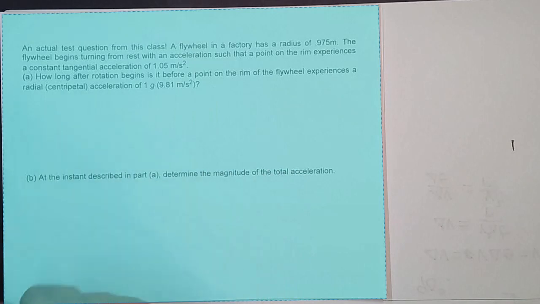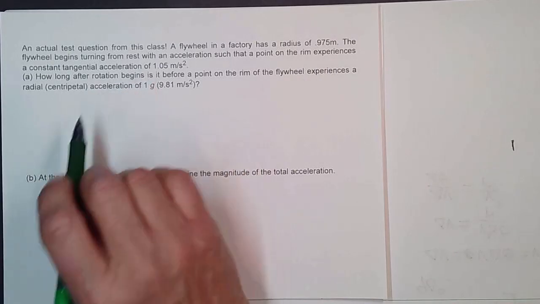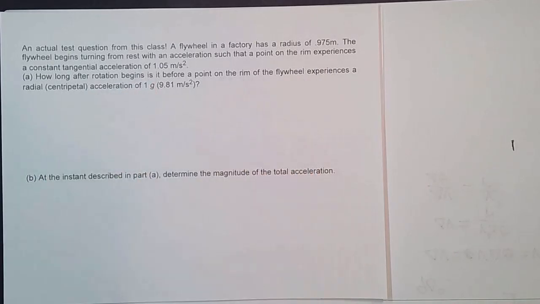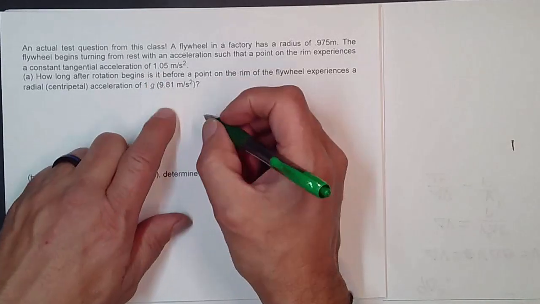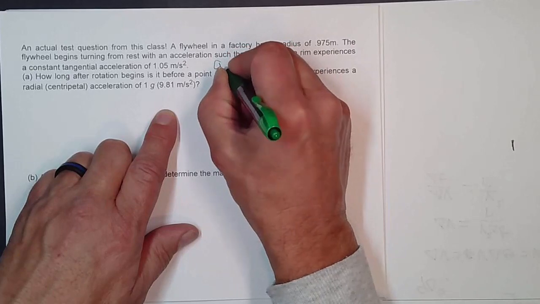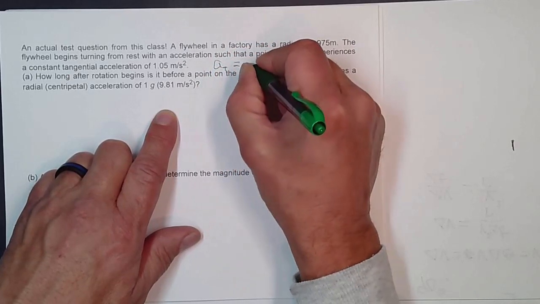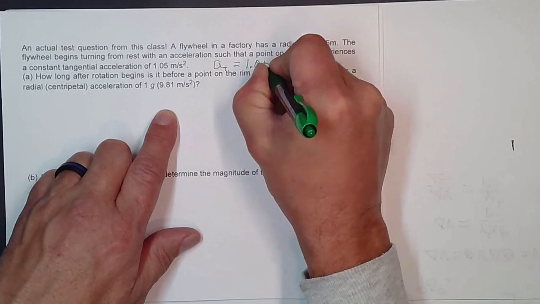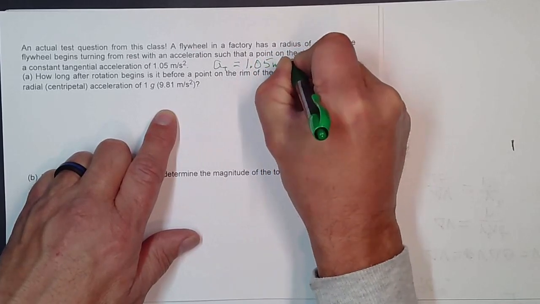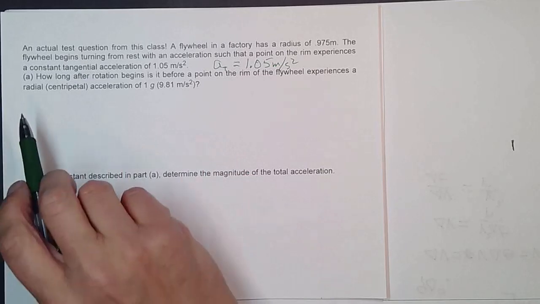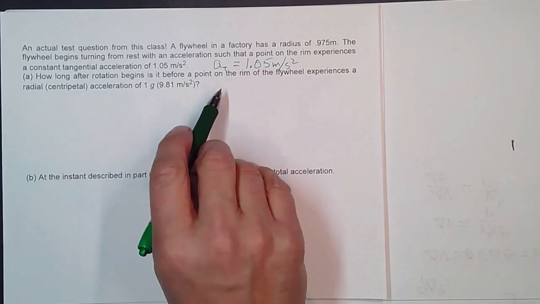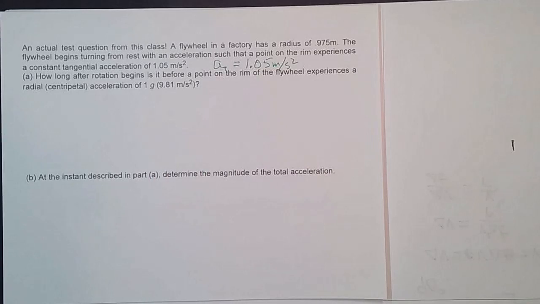A flywheel in a factory has a radius of 0.975 meters. The flywheel begins turning from rest with an acceleration such that a point on the rim experiences a constant tangential acceleration. So I'll make a note to myself. The magnitude of the tangential acceleration is 1.05 meters per second squared. How long after rotation begins is it before a point on the rim of the flywheel experiences a radial centripetal acceleration of 1 g? Ooh boy.